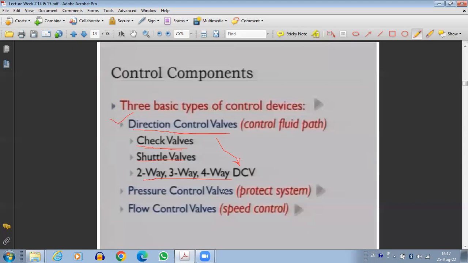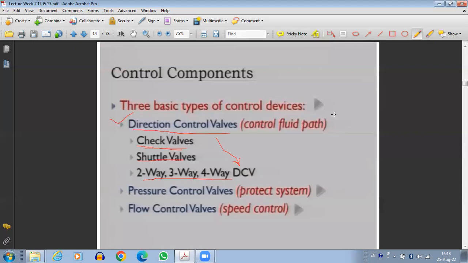And then we can have the flow control valve. The flow control valve is going to control the amount of flow which could be allowed into the system. So they are the ones which will be controlling the speed. In order to control the speed, we have the flow control valves. In order to protect the system, we need the pressure control valves, and DCVs are basically to control the fluid path.